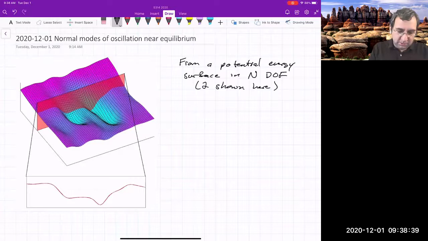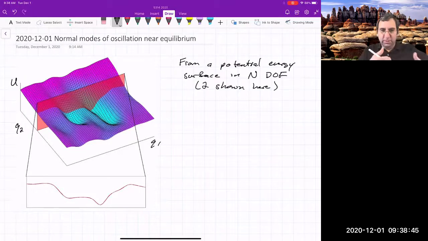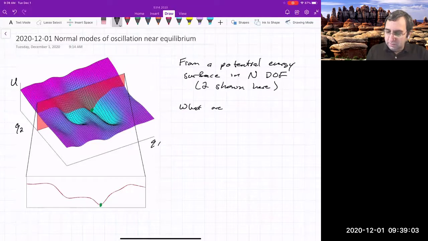All right, this is our potential energy, a couple of coordinates, and we're just showing you a slice through so you can see where the interesting features are. It looks like maybe there's an equilibrium point there. We want to know what the motions near equilibria are.